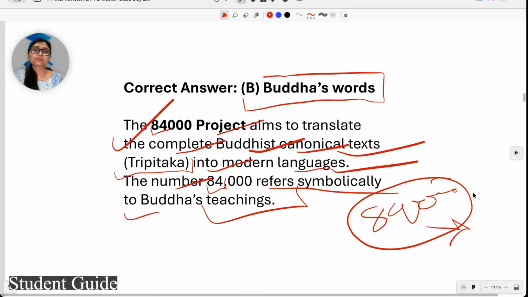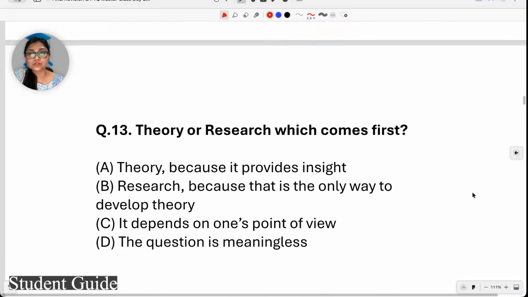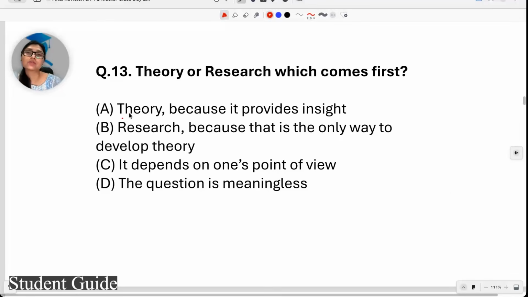Okay, now moving to the next question, question number 13 or question number 3 for today's session. So the question is asking, theory or research, which comes first? Okay, you need to know that which one comes first.